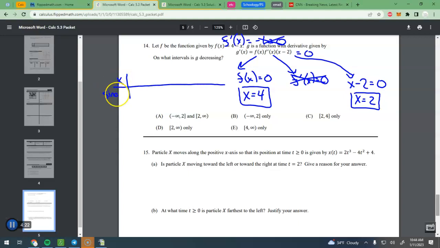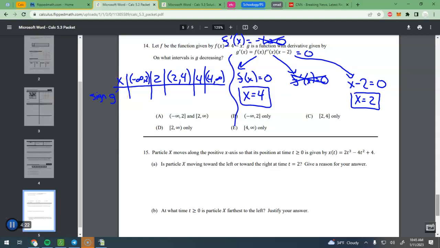So I've got x, and then the sign of f prime. So I've got negative infinity to 2, 2 to 4, and 4 to infinity. And I'm going to plug into, sorry, this is not sign of f. I'm going to plug into my derivative.